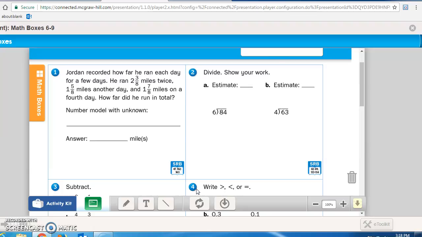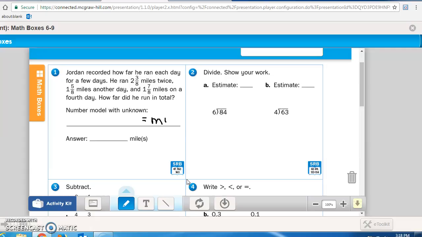So make sure when you write your number model, you should have that it equals something in miles. So I would use M as my unknown. Pause the recording now and do Math Box 1.